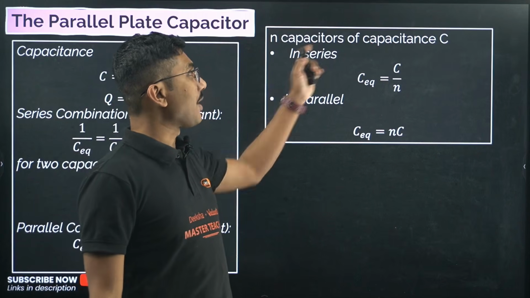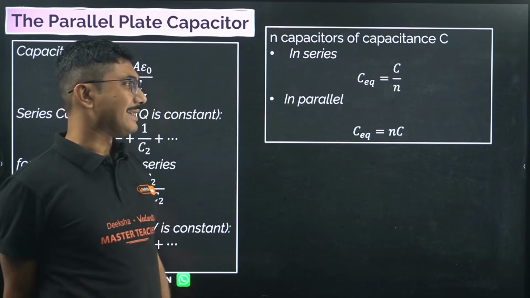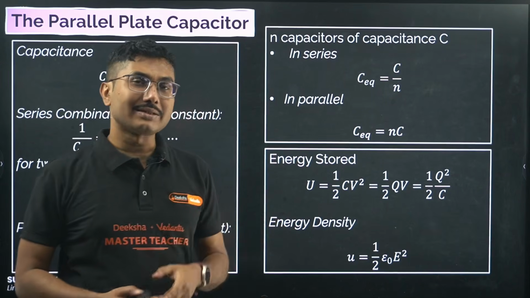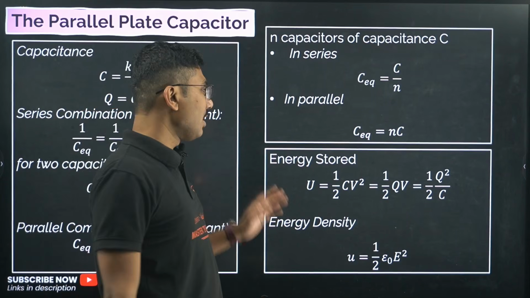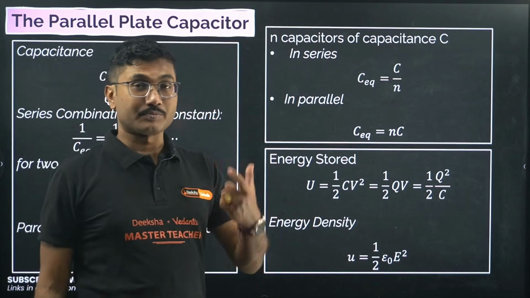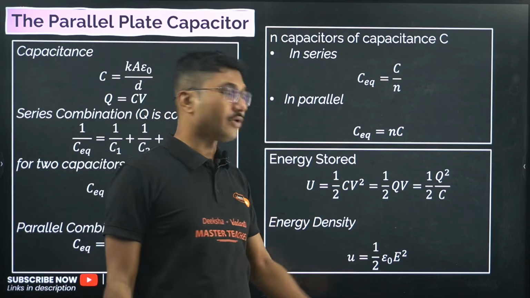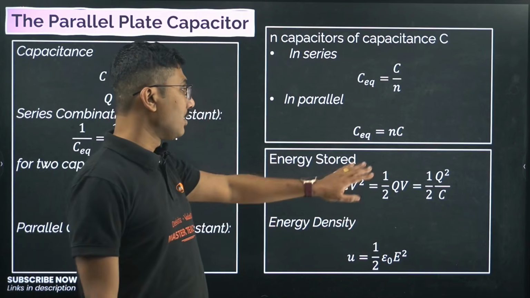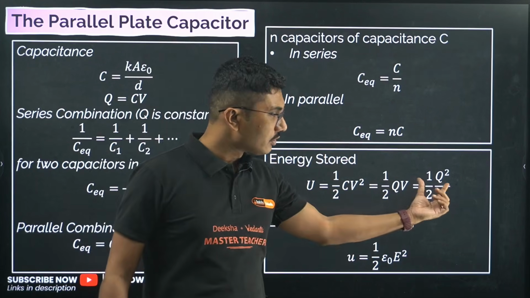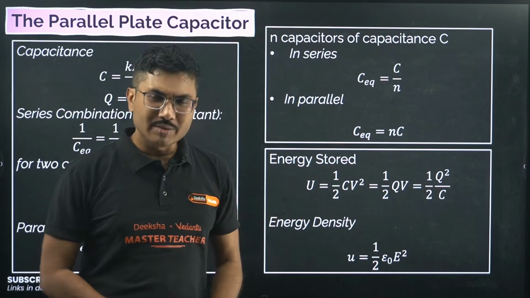Now for capacitors of capacitance C in series, these two expressions are specifically for the KCET exam, so you can skip this formula. And energy stored can be asked as a 2-marker question as well. What is the energy density or energy stored in a capacitance? In that case you have to mention energy stored in a capacitance is U equals half epsilon naught E square, and energy stored is half CV square, we all know that, and half Q into V, also half Q square by C. So all the formulas are listed at one place.